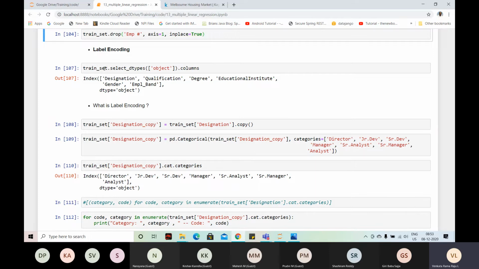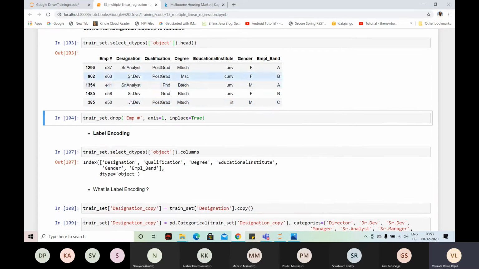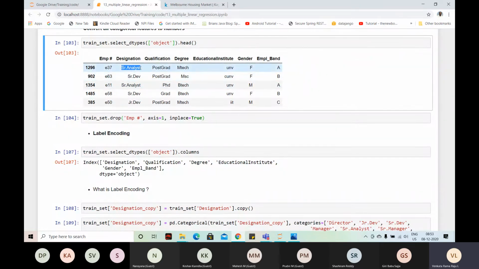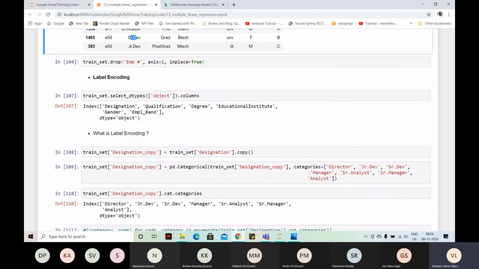So what is label encoding? Assigning a number to each category and replacing with that. So if senior analyst got assigned 5, wherever you find senior analyst, you replace it with 5. 5 here, 5 here. Developer has got 3, replace 3 here, 3 here. Senior developer has got 2, replace 2 here, wherever it finds like that. That is label encoding.